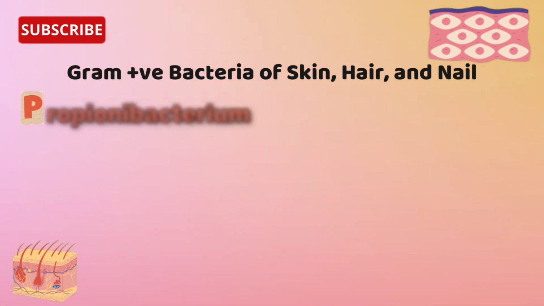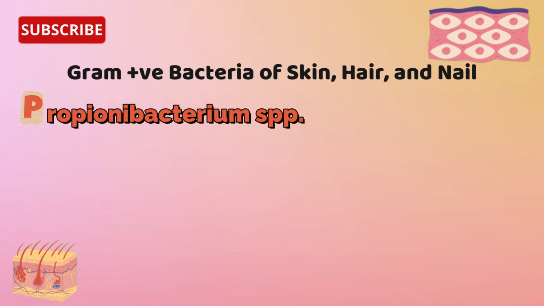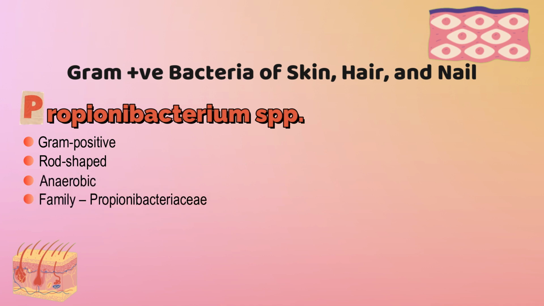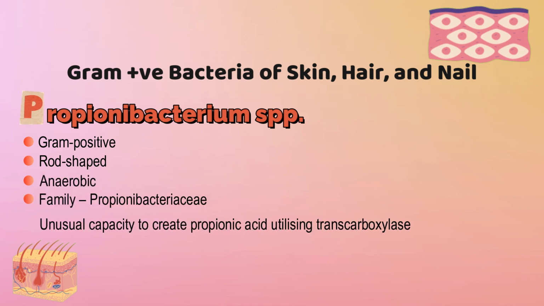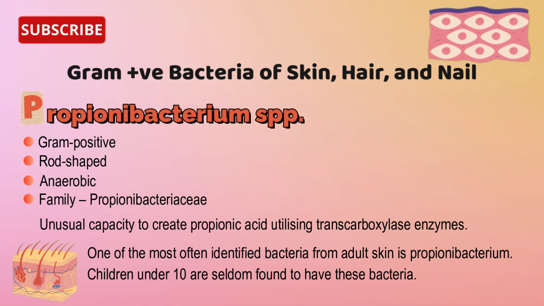Next is Propionibacterium species. It is gram-positive, rod-shaped, anaerobic, family Propionibacteriaceae. It shows unusual capacity to create propionic acid utilizing transcarboxylase enzymes. One of the most often identified bacteria from adult skin is Propionibacterium. Children under 10 are rarely found to have these bacteria.